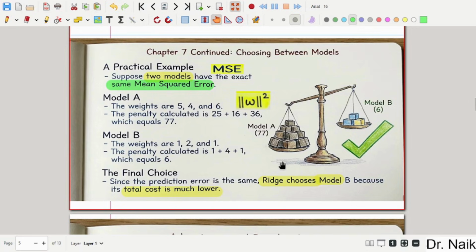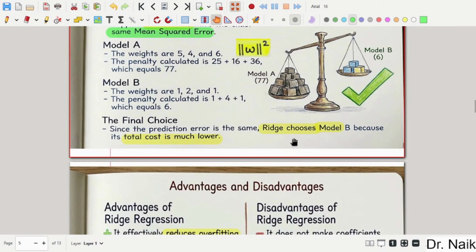Now the question is, which model will ridge regression choose? As the MSE is the same for both models, ridge regression will choose the model which has the lowest cost. Now the cost will depend only on the penalty, so ridge regression will choose the model which has the lower penalty. In this example, 6 is lower than 77, that is the penalty for model B is less than model A. Therefore, ridge regression will choose model B. Remember that ridge regression will choose the model which has the lower total cost.